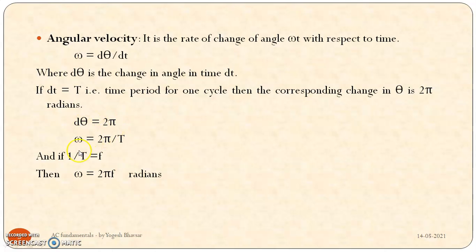So d theta is 2 pi and dt is T. So we can put it here: omega is equal to 2 pi by T. And if we put 1 by T, which is the inverse of the time period, that is the frequency, then we have omega is equal to 2 pi f radians per second. So this is the angular velocity for the sinusoidal waveform, right?